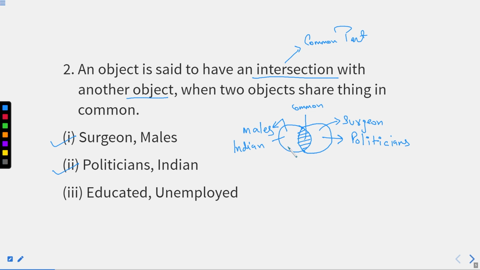In India we have a population of 150 crores, right? Not every Indian is a politician. There are only a few Indians who are politicians, right? So with this we are able to represent this part as well.